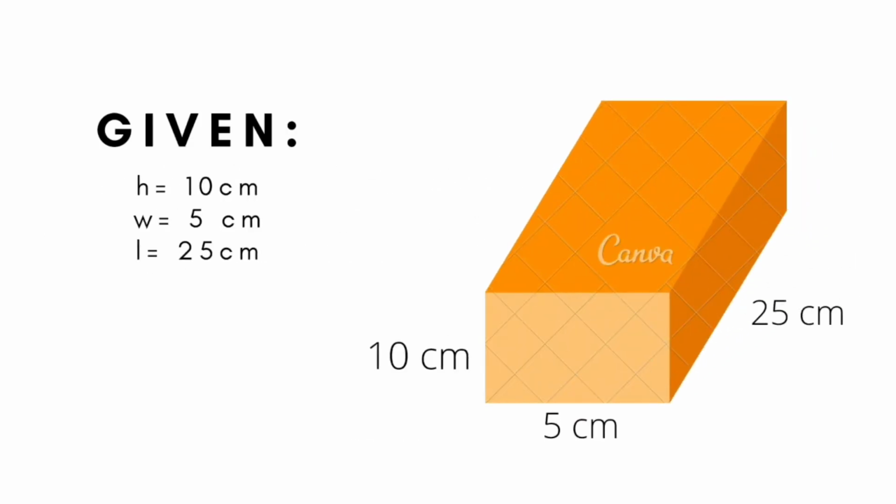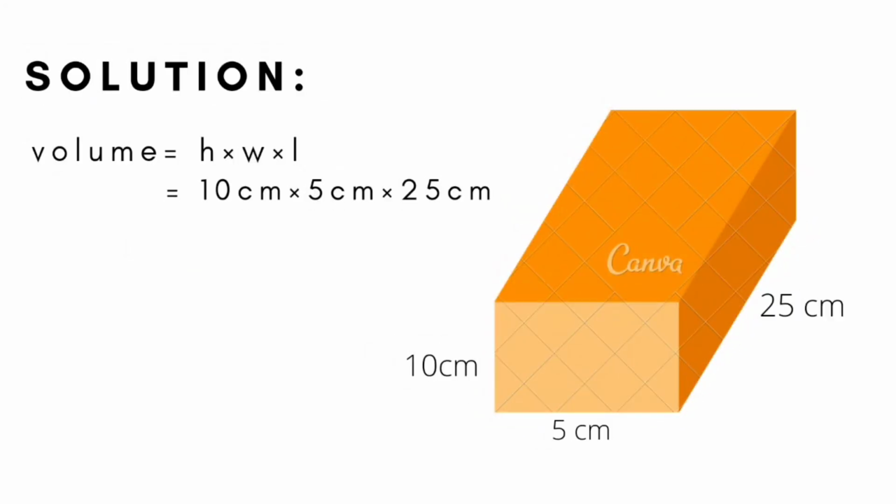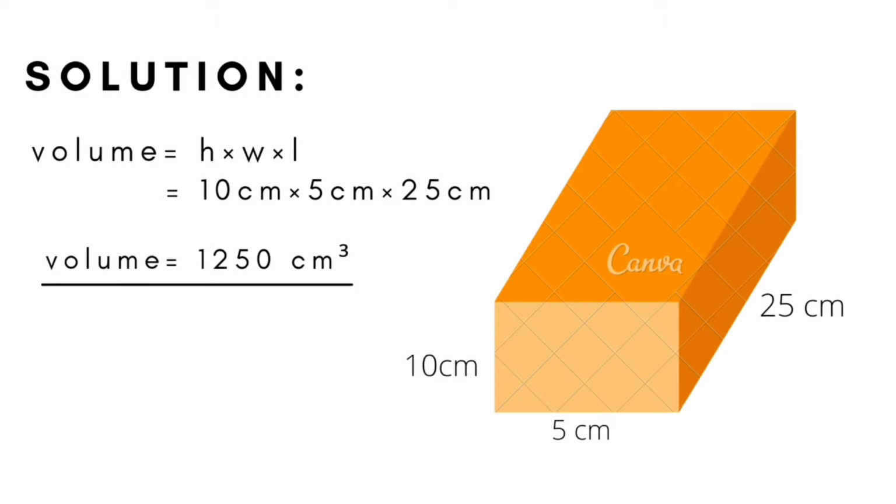We have here our given. Our height is equal to 10 cm, width is 5 cm, and length is 25 cm. To solve this, we are going to multiply our height, width, and length. So it is 10 cm times 5 cm times 25 cm. And there, we have our volume which is equal to 1,250 cubic centimeters.